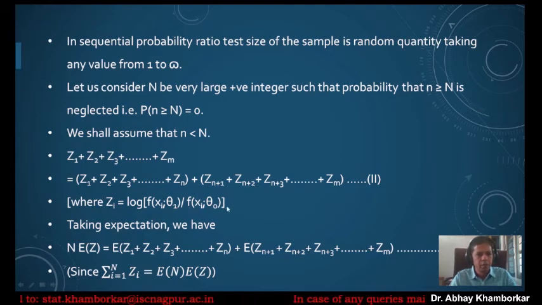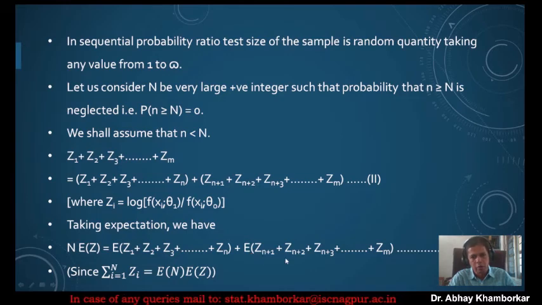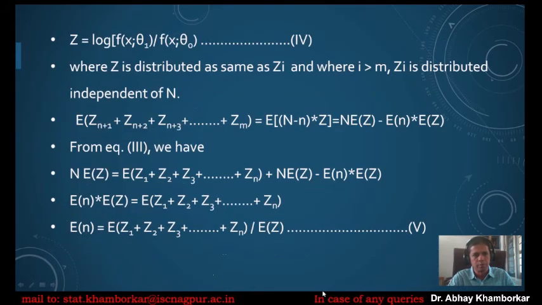Now if we take expectation of this particular expression, then we will have expectation of summation zi, which is equal to expectation of z1 plus z2 so on up to zn plus expectation of the second bracket. We know that expectation of summation zi is nothing but expectation of n into expectation of z. So using that, I have written here expectation of n into expectation of z. So let us mark this as expression 3.